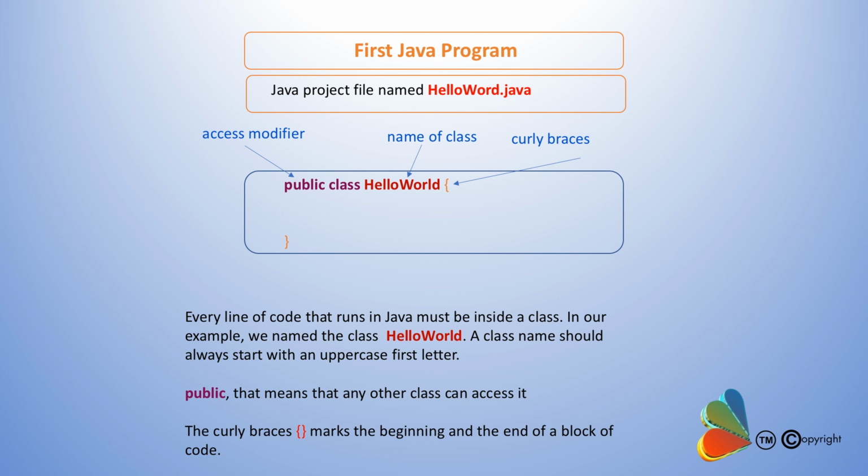Every line of code that runs in Java must be inside a class. In our example, the name of the class is HelloWorld. A class name should always start with an uppercase first letter. Public means that any other class can access it. The curly braces mark the beginning and the end of a block of code.